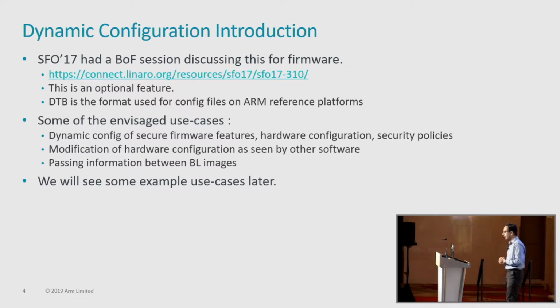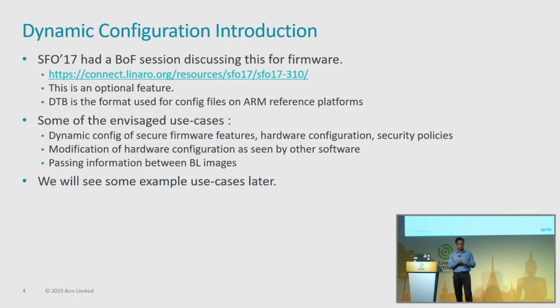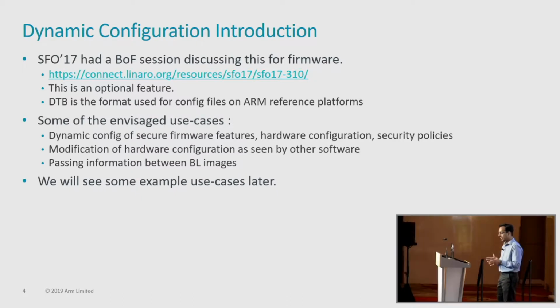Modification of hardware configuration is another case where a previous bootloader stage can make some additions or modify the configuration file for the later bootloader stages. It can also be used to pass information between bootloader stages. Currently, before dynamic configuration, if you needed to pass information, you needed to either change the handover interface or extend the ABI between the bootloader images. With dynamic configuration, you can just add it as a property in the dynamic configuration, and then you can pass that information. We'll see some example use cases later.